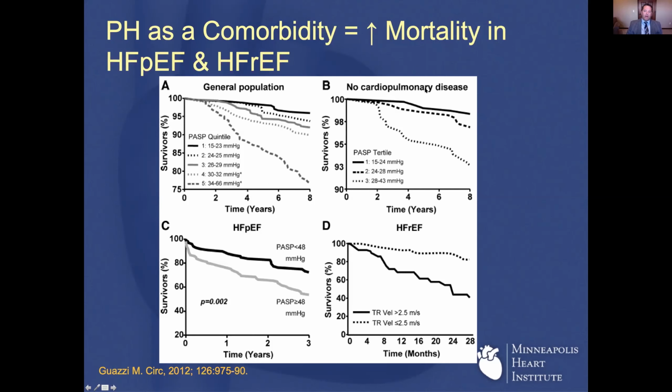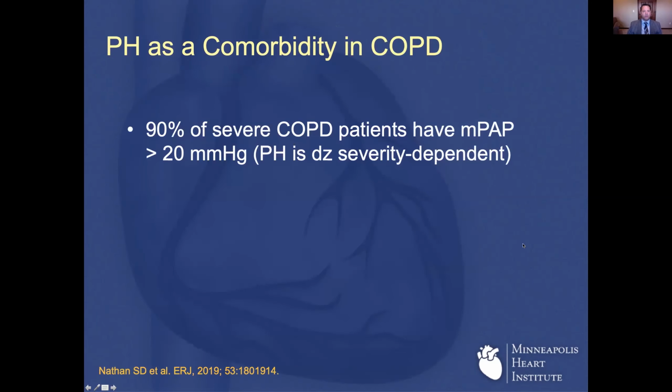And it doesn't matter if they have a history of cardiopulmonary disease or not, the higher the pressure, the worse the outcome, as well as in our heart failure population with either preserved ejection fraction or with reduced ejection fraction. And so pulmonary hypertension is a bad actor in most disease states as a comorbidity.